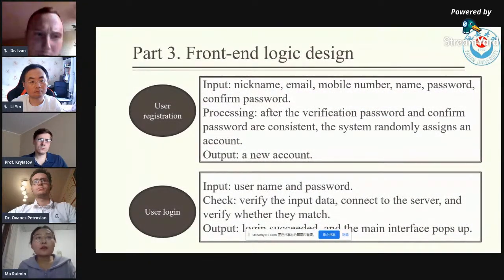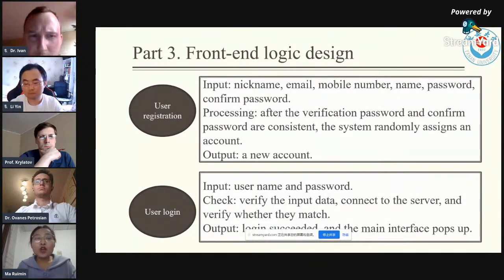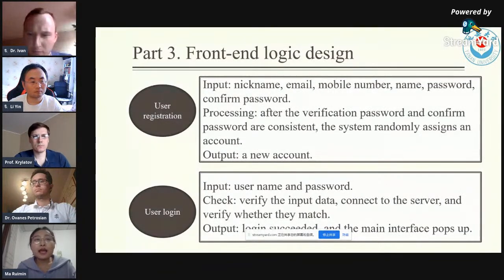I will introduce some front-end logic design in part 3. The front-end implementation is divided into 12 modules, including client, login, register, retrieve password, chat with friends, group chat, modify personal information, delete friends, view chat records, add friends, add groups, log out. I will introduce the implementation of 5 specific functions.